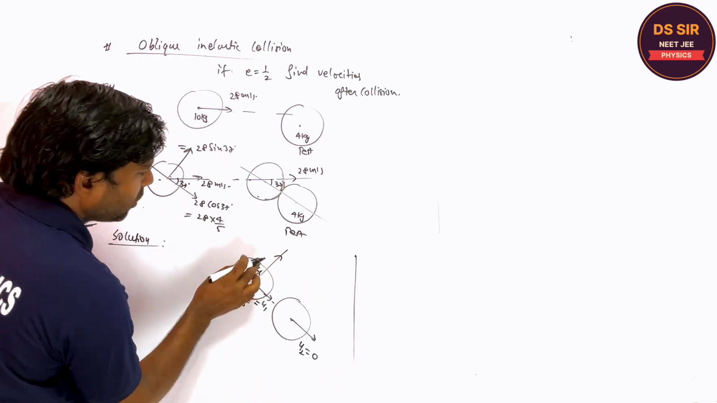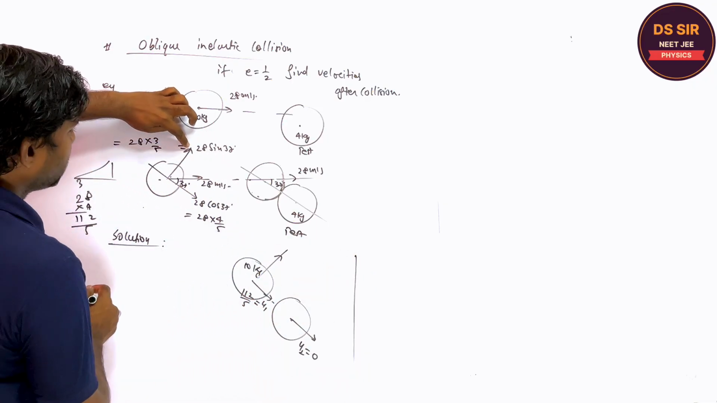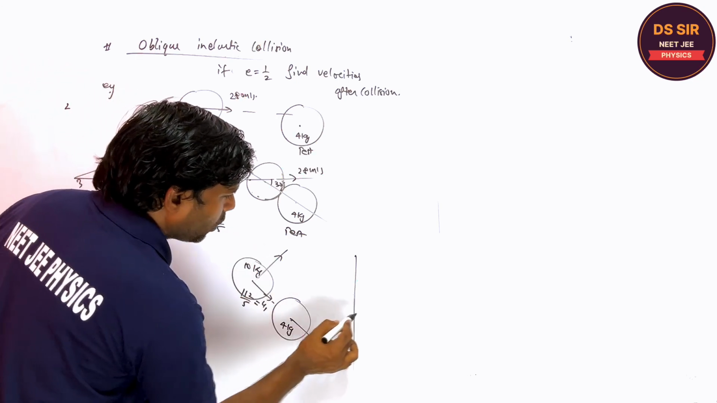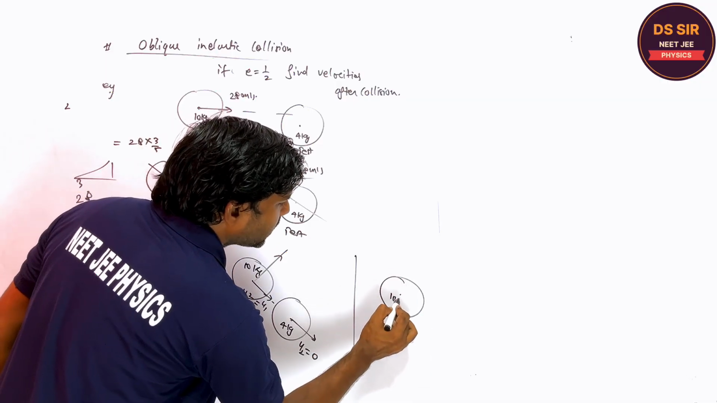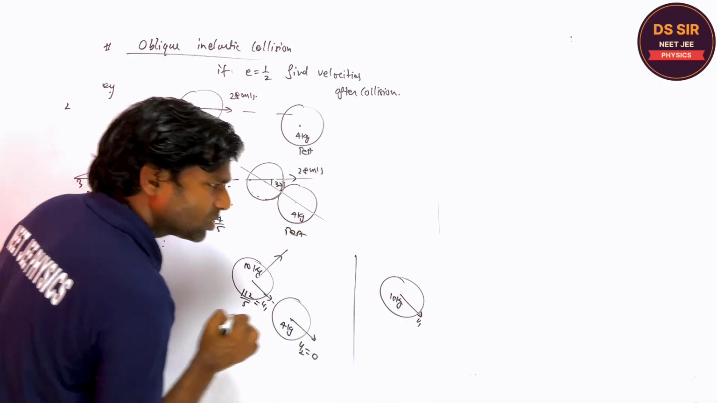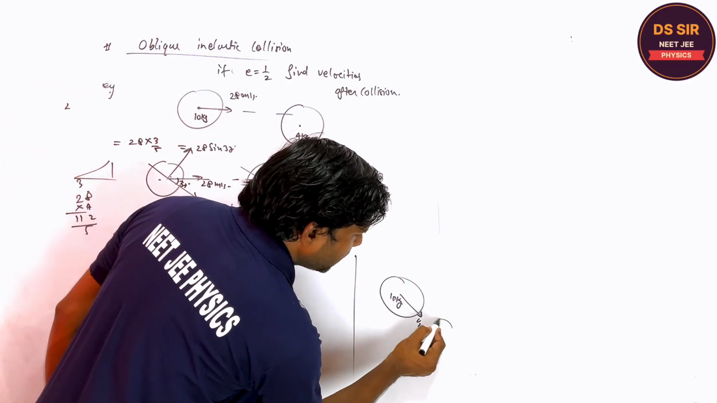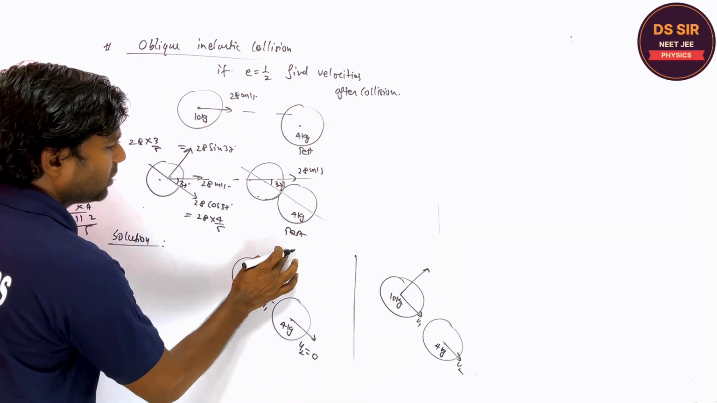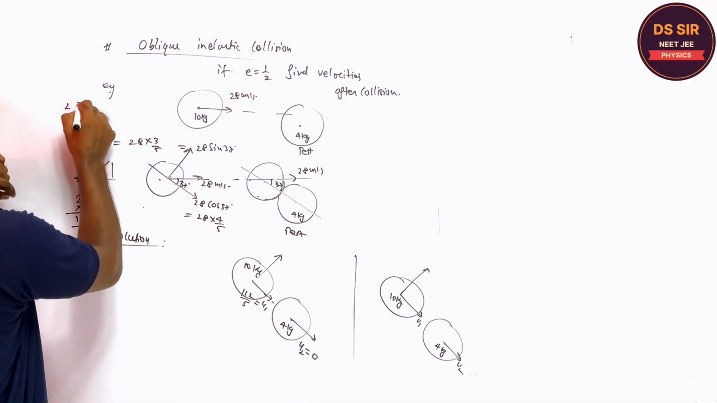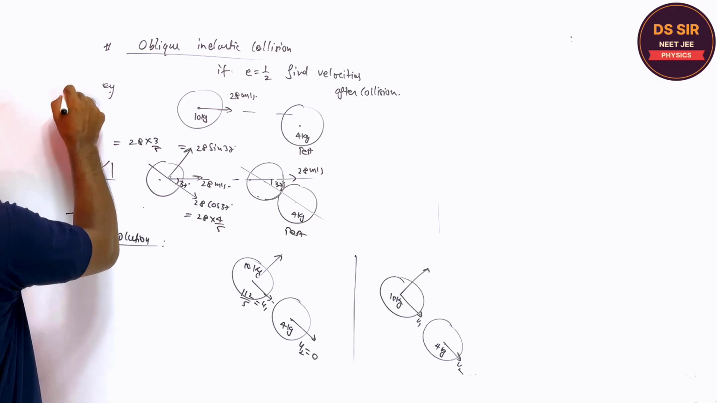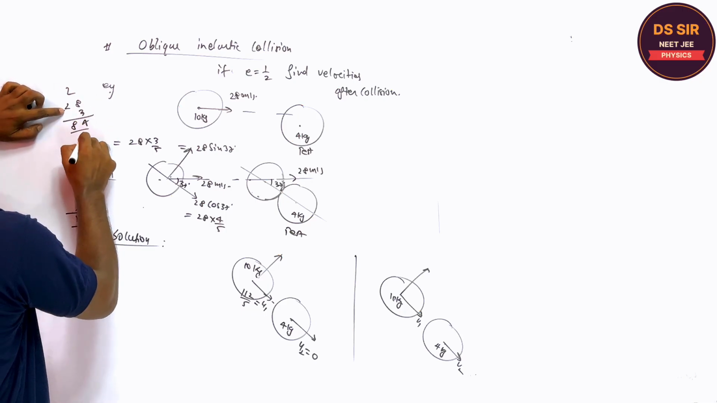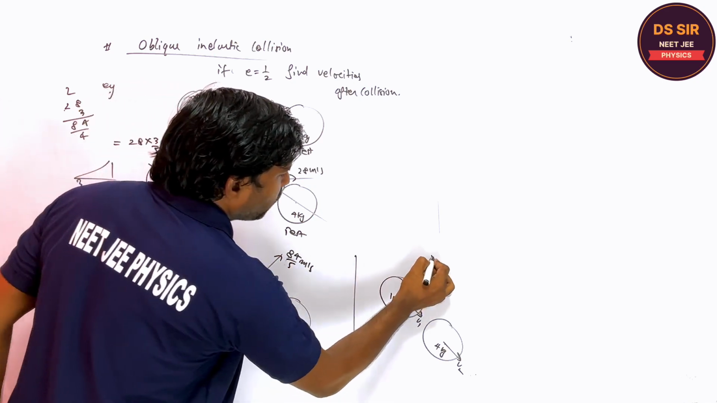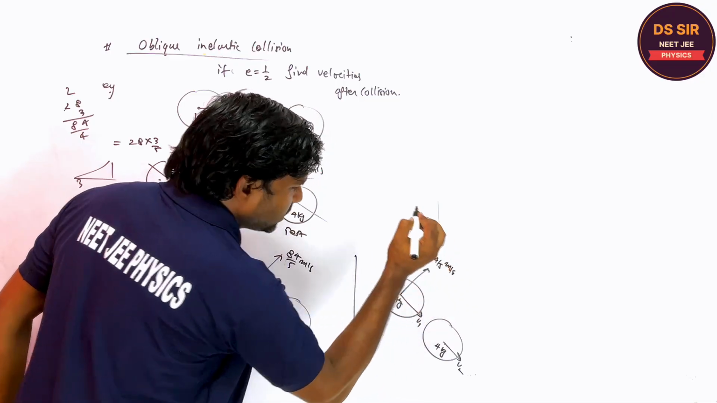So after collision, this velocity, the 28 sin 37 component, remains as it is, right? This is the 4 kg block. If you consider this the 10 kg ball, this is the v1 velocity, suppose, and after hitting, this is the v2 velocity of the 4 kg block. In this direction, the velocity component remains: 28 into 3 by 5 is 84 upon 5 meter per second, right? 84 upon 5 meter per second. Is it clear or not?